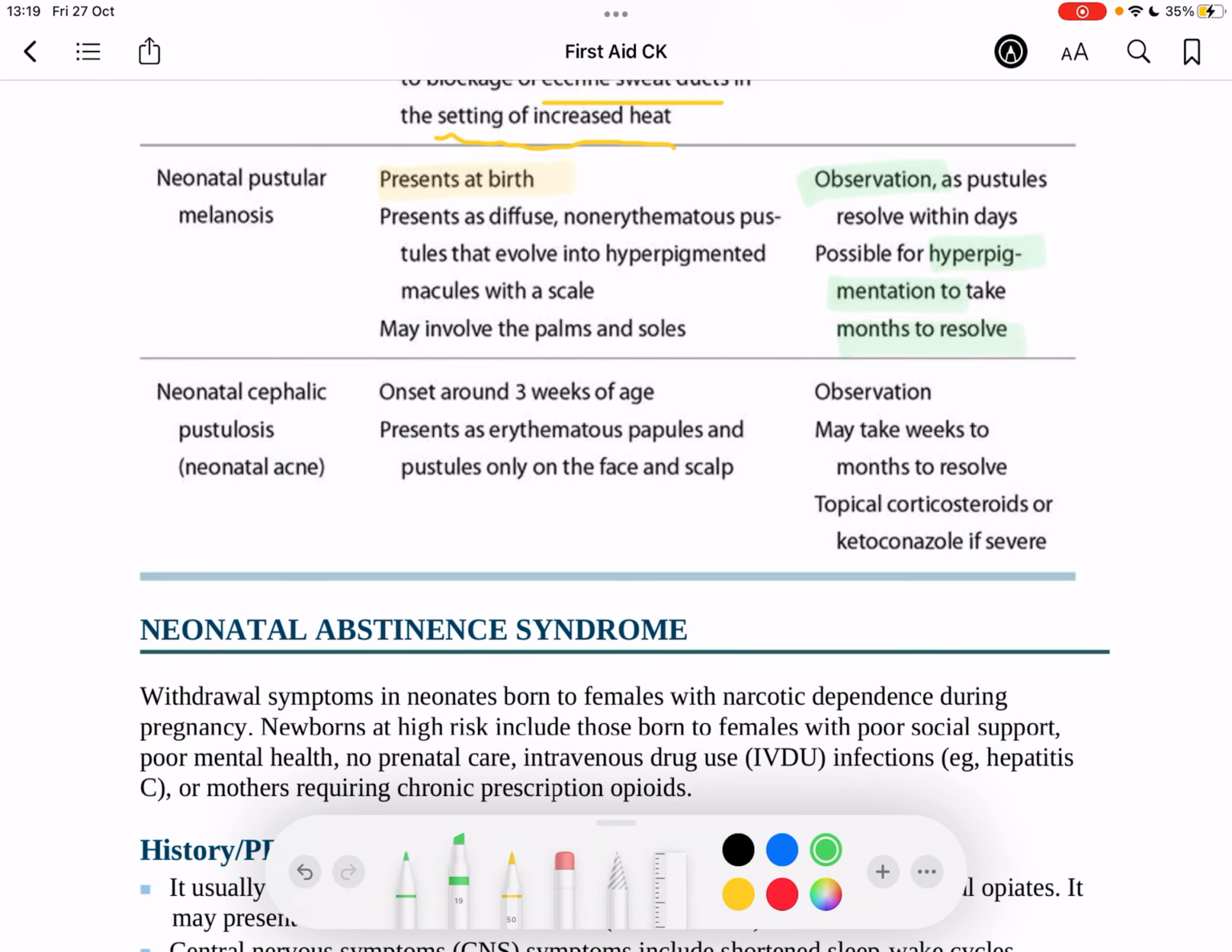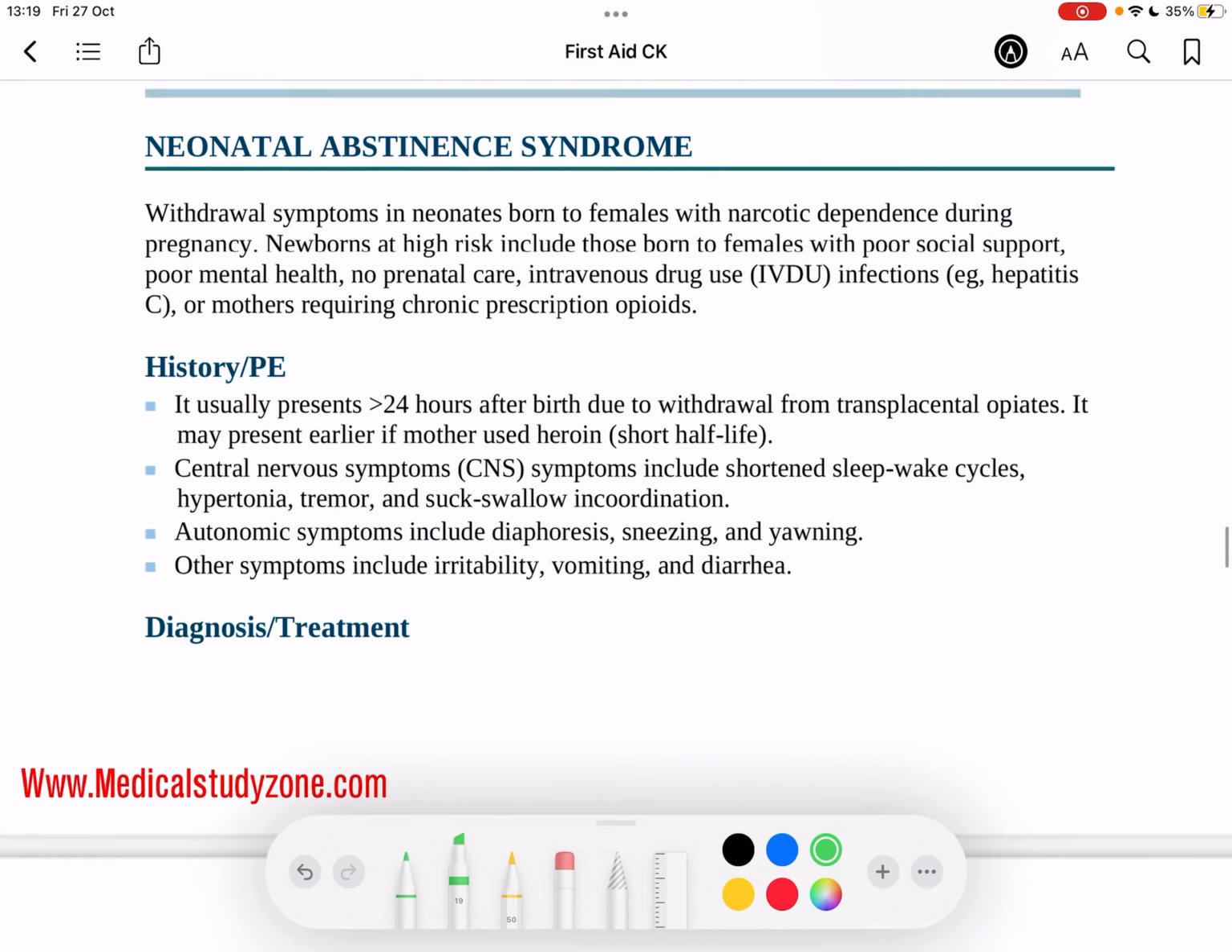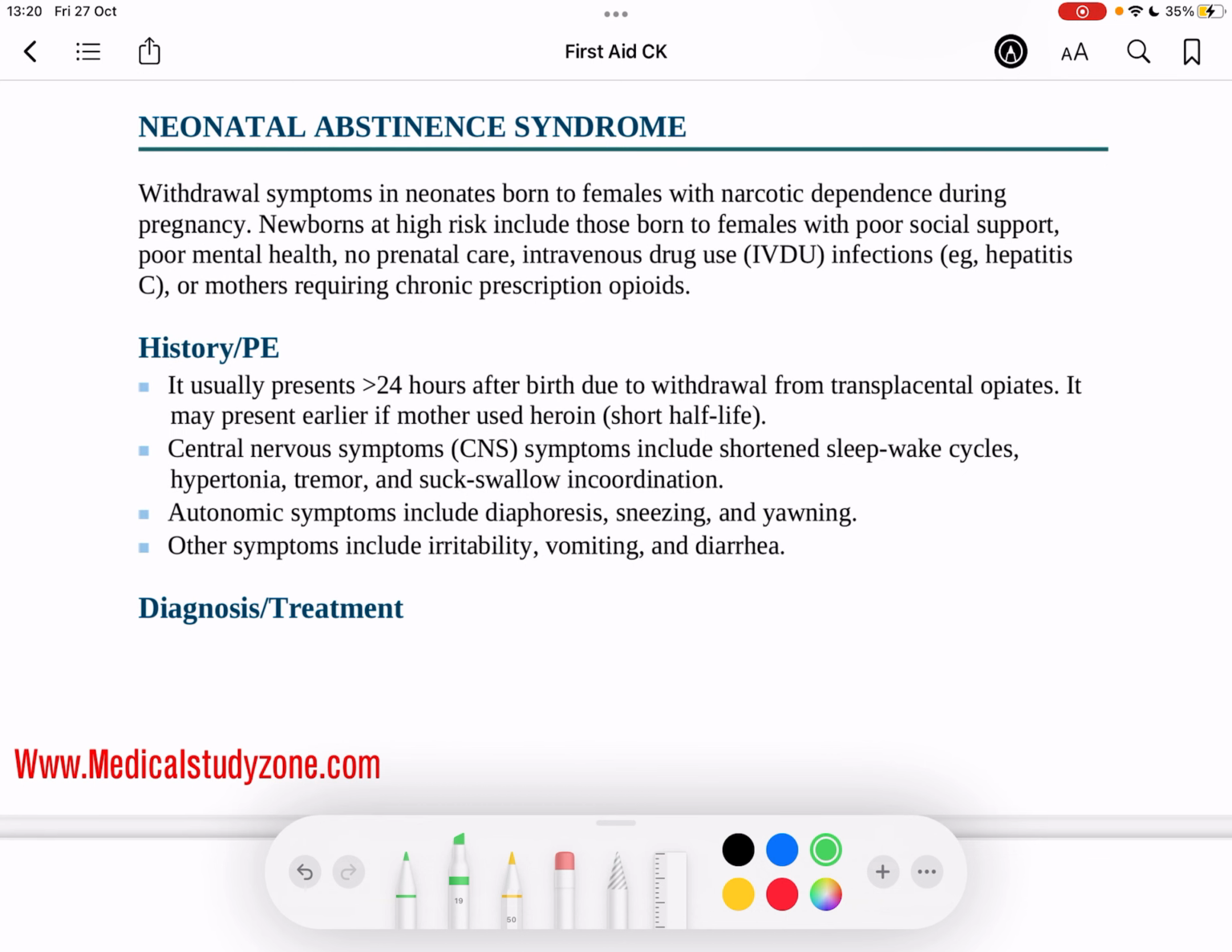And then finally, we have neonatal cephalic pustulosis, which is essentially just acne in the newborn. Usually occurs around 3 weeks of age, and it presents with erythematous pustules and papules on the face and the scalp only. In terms of management, observation. It can take weeks or months to resolve, so we can give topical corticosteroids and ketoconazole if it's very, very severe.